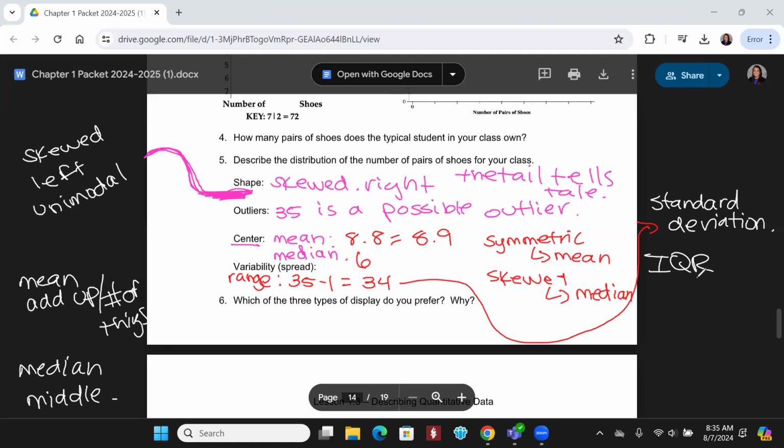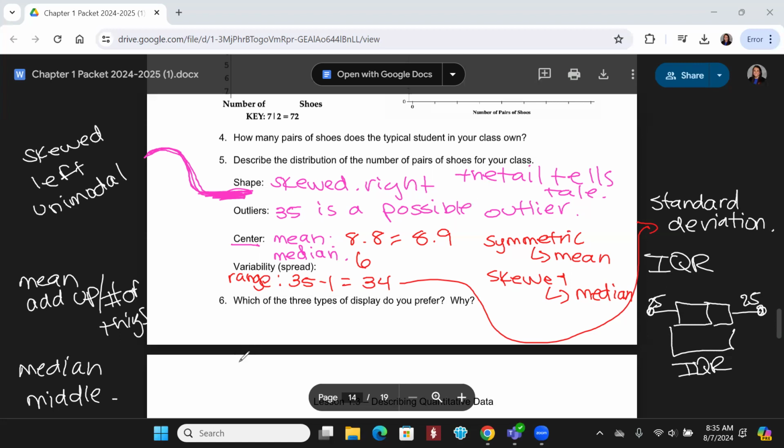Does that make sense? Okay, we remember from box and whisker, it looked like this, and this was the IQR. And this was 25%, this is 25%, and this was 50%. Yes, we remember that from Algebra 1. Okay, good. Okay, so which of these 3 types of display do you prefer and why?